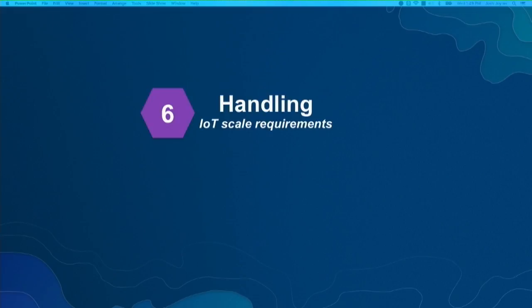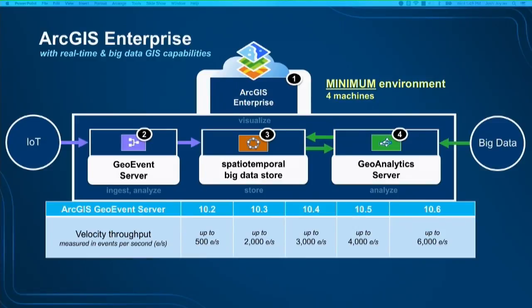Thanks, Adam. So when we're looking at this from an IoT perspective, specifically on the ArcGIS Enterprise side, there are several considerations that need to be brought in when you're looking at architecture. For a minimum environment, you're looking at a minimum of 4 machines to be able to support real-time and big data GIS with ArcGIS Enterprise.